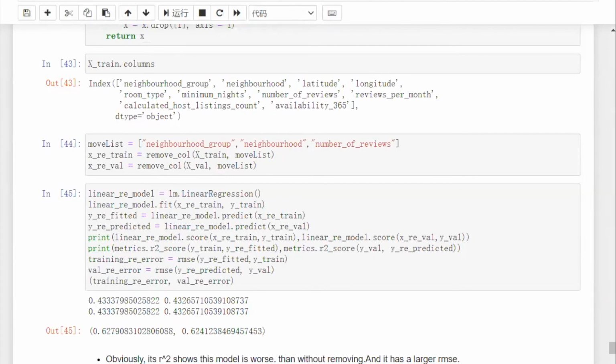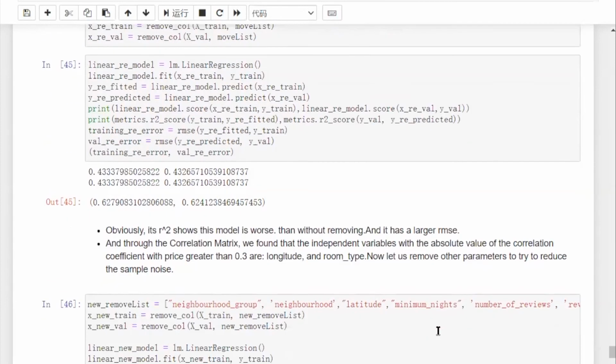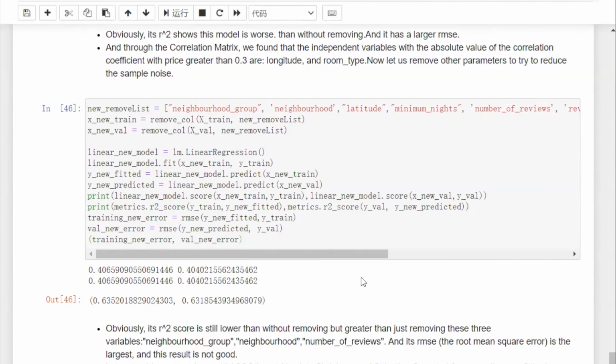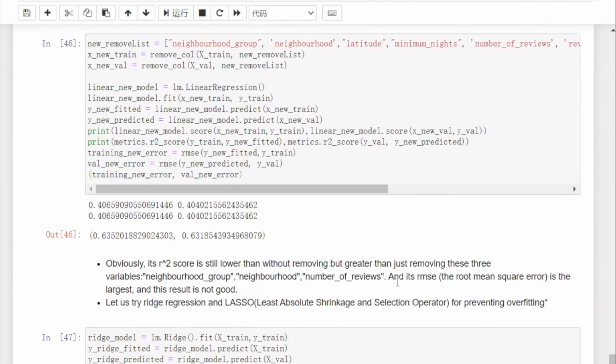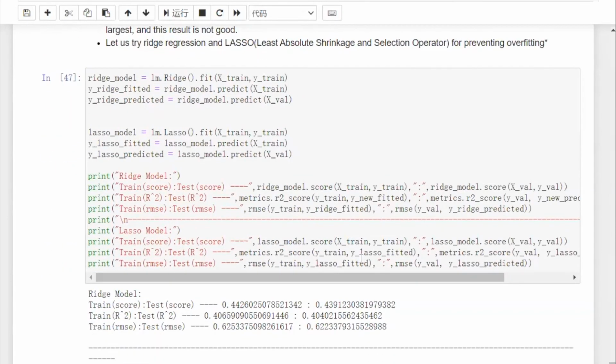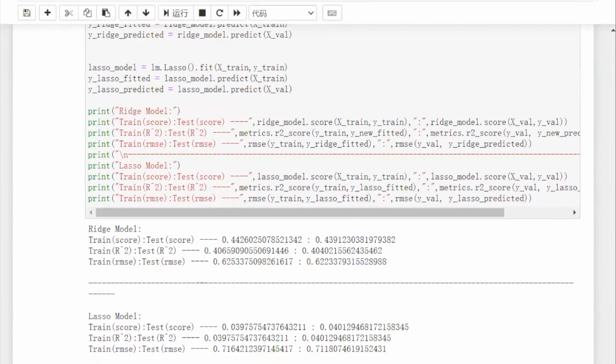And then considering the correlation matrix we got, we planned to keep only two variables, longitude and room type. So we removed all other variables, and the result of the model became worse. Next, we tried to use two special linear regression models called Ridge and Lasso in turn, but the results were still not ideal enough, and even became worse than the original one.